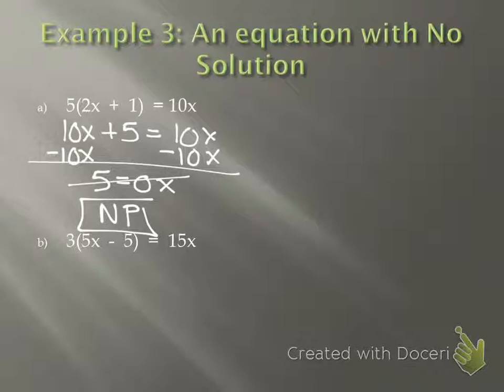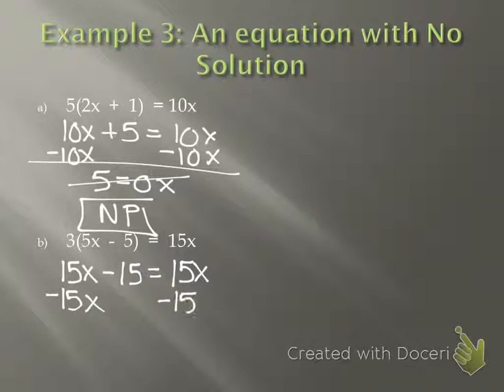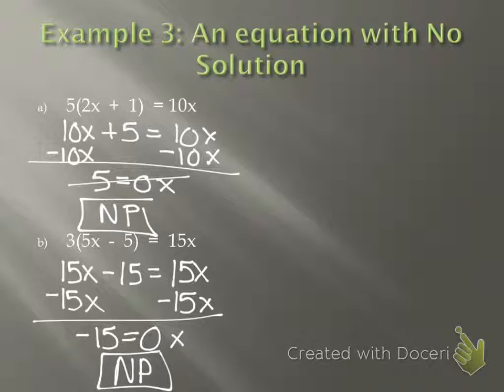All right, so I want you to do B on your own, just like we just did A. So 3 times 5x is 15x minus 15 equals 15x. All right, same problem. As soon as I subtract 15x, I get 0x. Negative 15 equals 0x. NP, not possible. Solution is not possible. There is no solution.